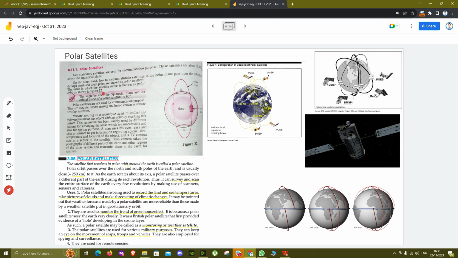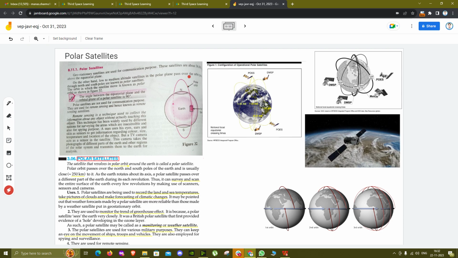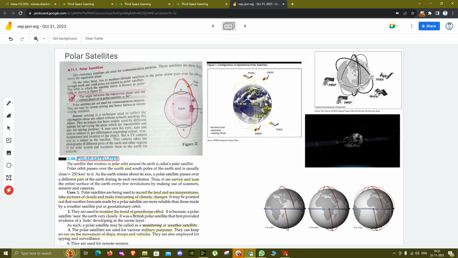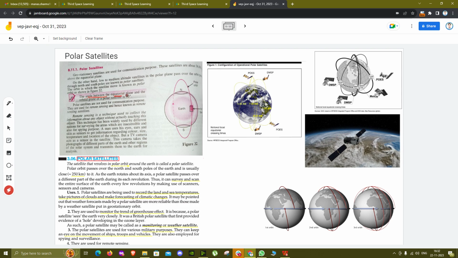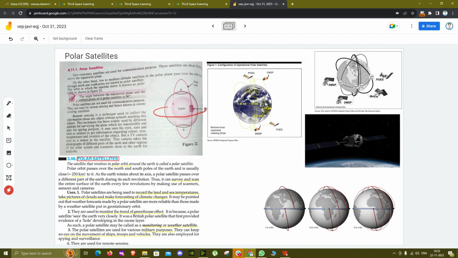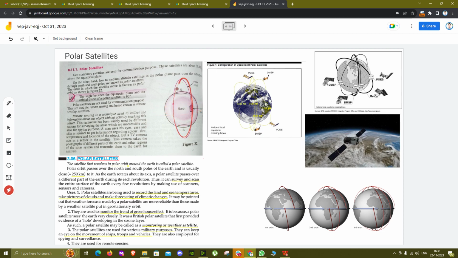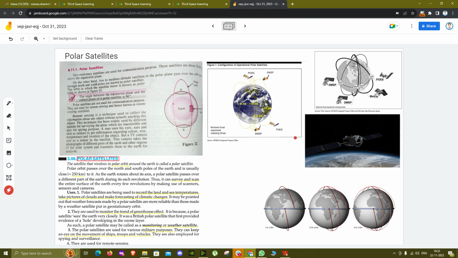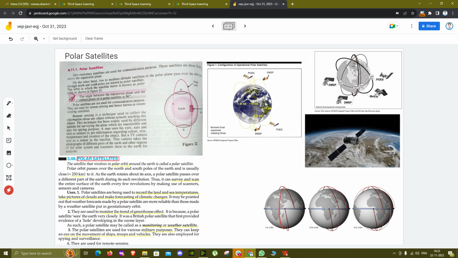The orbit in which a satellite moves is known as polar orbit. This is known as polar orbit, and this is a polar satellite. The angle between the equatorial plane and the orbital plane is 90 degrees. This is the equatorial plane, and at 90 degrees we have the polar orbit. The angle between each other is 90 degrees, as you can see here as well. So this is the polar orbit.